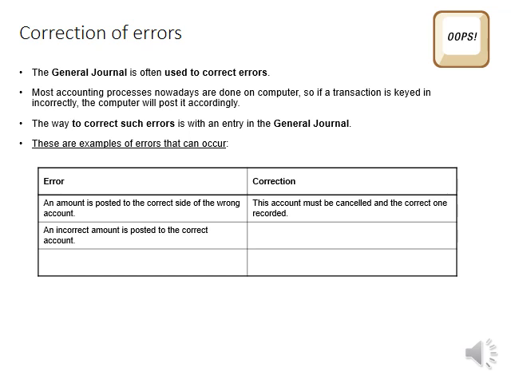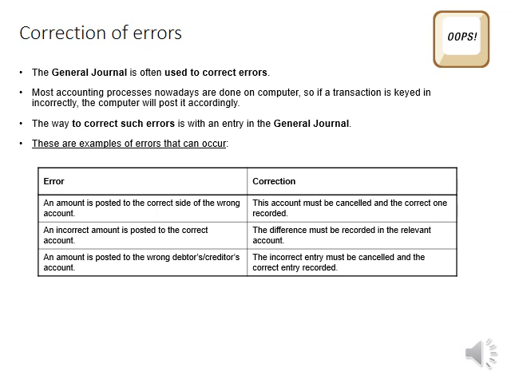An incorrect amount is posted to the correct account. So the account is correct, the side is correct, but the amount is incorrect. So we need to record the difference in the relevant account. An amount is posted to the wrong debtor or creditor's account. Again, we need to cancel the incorrect one and then record the correct one.